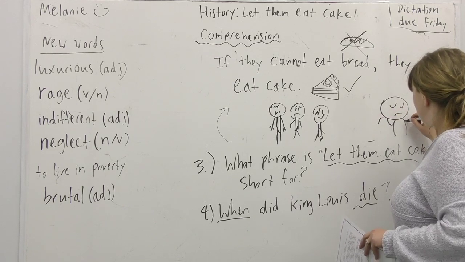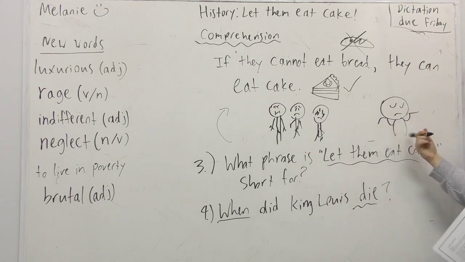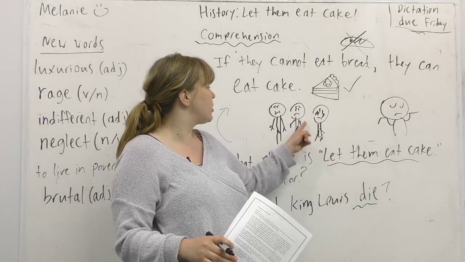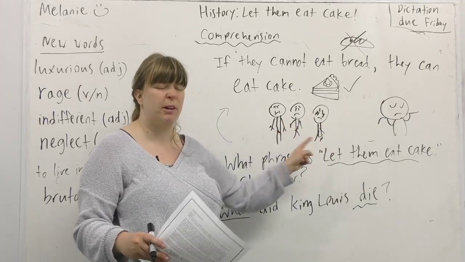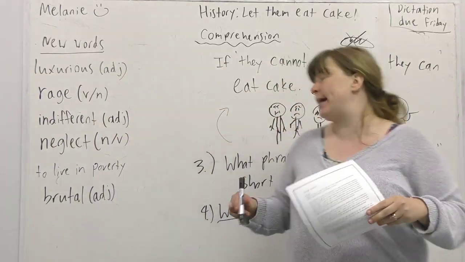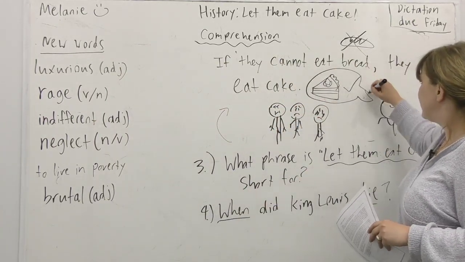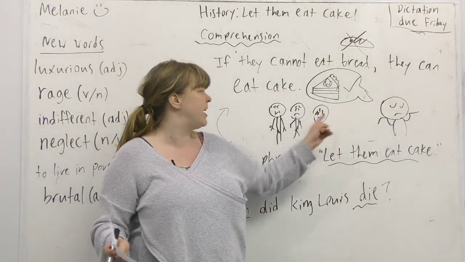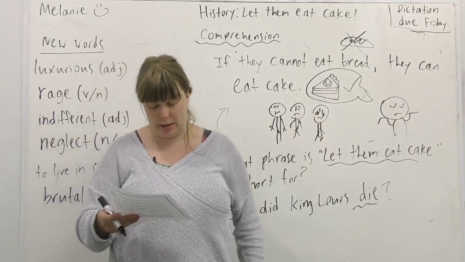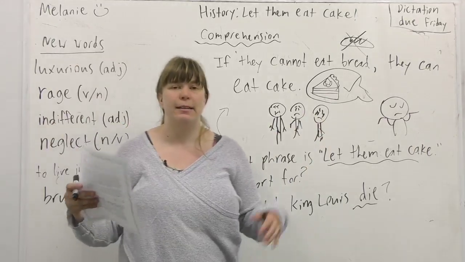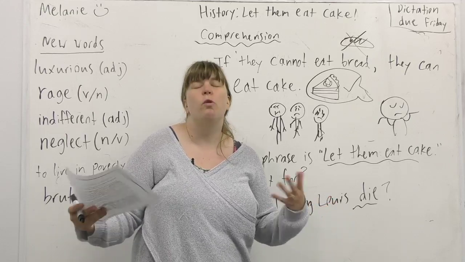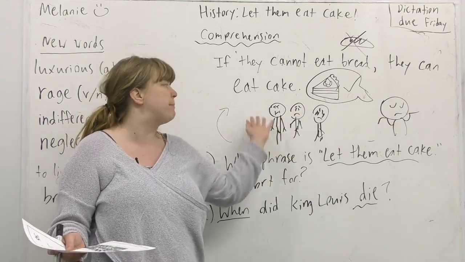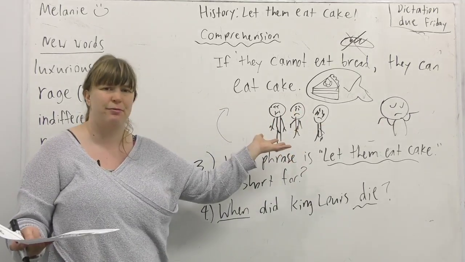But this person, let's say this is Marie Antoinette, she's like, whatever, she doesn't really care. She doesn't understand how much trouble these people are having. So if she's saying, well, just let them eat cake if they can't have bread, just give them cake, she doesn't understand how serious the problem is. So basically, let them eat cake means you don't understand, or you don't care about the problems that people in unfortunate situations have.